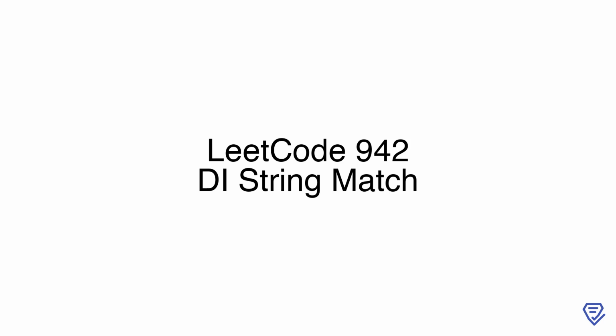Welcome! In this session, we will tackle LeetCode problem number 942, titled DI String Match. This problem involves reconstructing a valid permutation of integers from 0 to n based on a given string pattern. Let's dive in and explore how to efficiently solve this interesting problem.